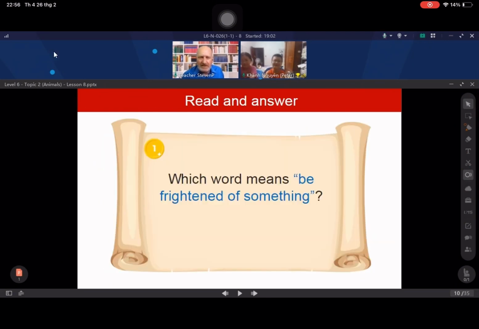So Peter, number 1, can you tell me which word means to be frightened of something? If you are frightened or afraid, what is the word we learnt today? Scared. Oh, scared. Yes, that's right. Scared. Well done. Thank you.